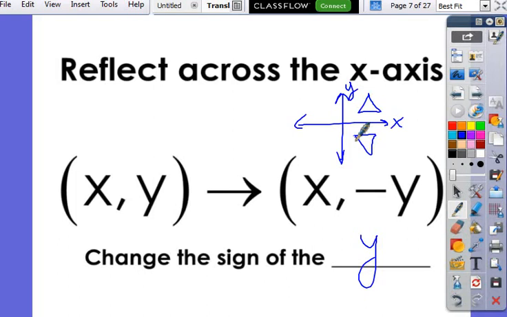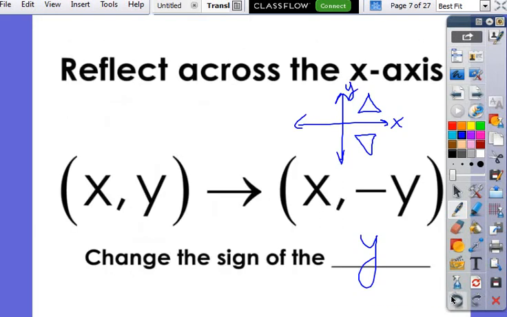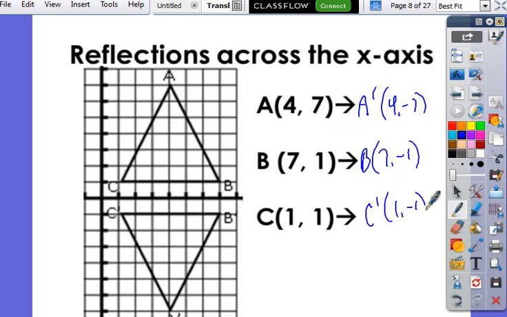Hold on, go back. So if I want to reflect across the X-axis, what would this A prime be? It'll be 4, negative 7, 7, negative 1. And then I would just do the same process. 1, negative 1. We ain't there yet. So if I reflect across the X, all I'm going to do is change the Y. It's going to flip up or down.